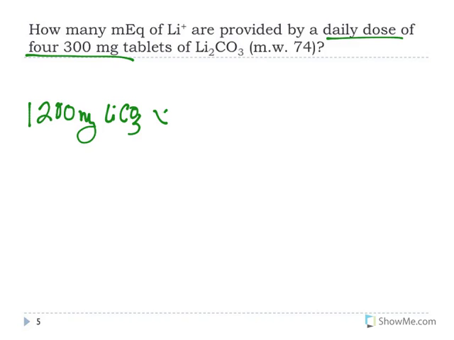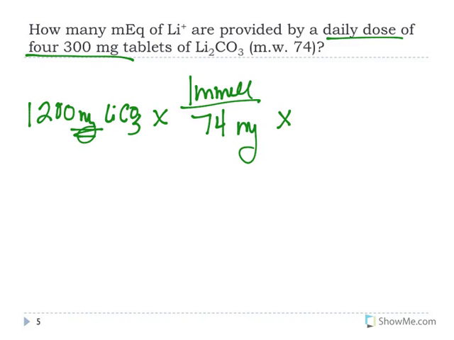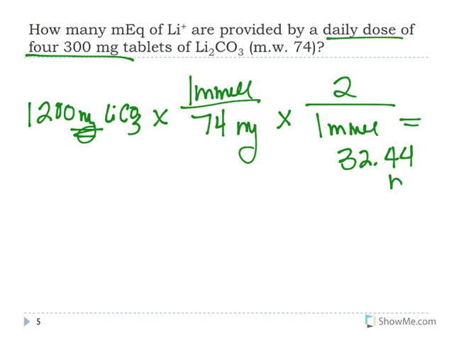What are we dealing with here? We'll only care about the lithium component, and that's going to be fine. So next is to get to millimoles, since we're already with milligrams. We know that a millimole is equivalent to 74 milligrams of lithium carbonate. And then we want to know how many milliequivalents, and that's based on valence. So for every millimole, it's a valence of 2. And we can solve for 32.44 milliequivalents.